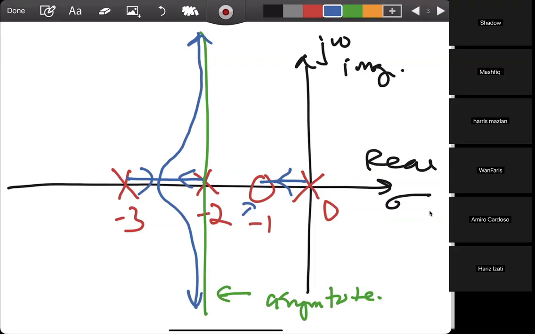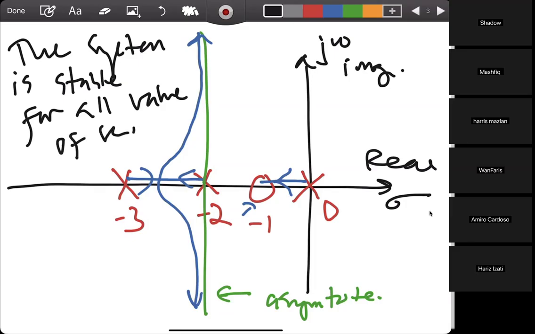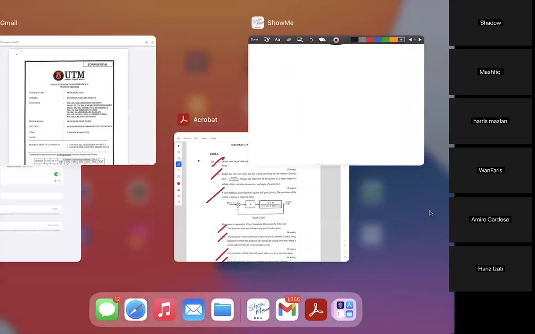So what can you say about the stability of the system? The system is stable. One Faris? Yes, Doctor. For all values of K. That's how you answer. Can you answer like that in the final exam? InsyaAllah, Doctor. Good. There is a response.